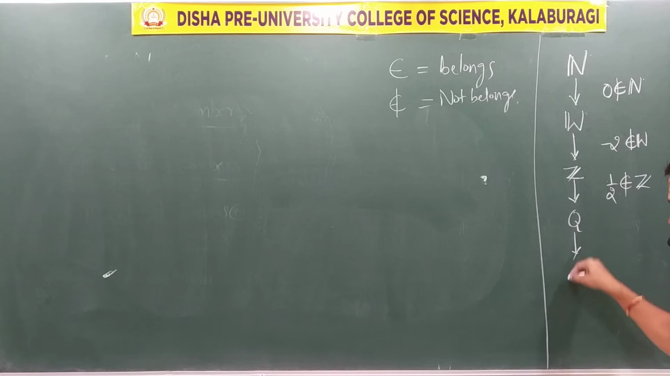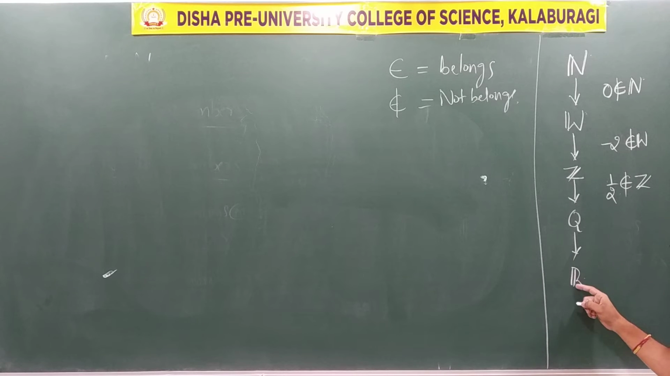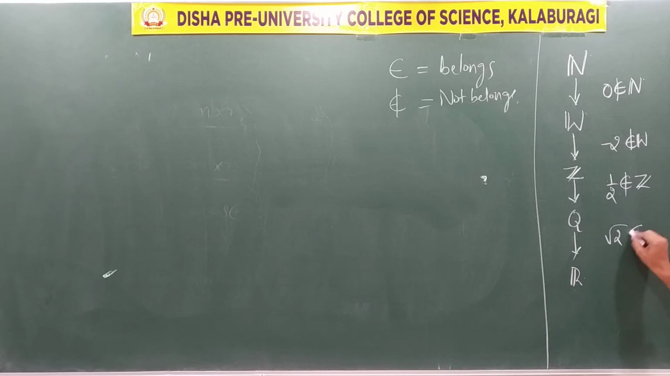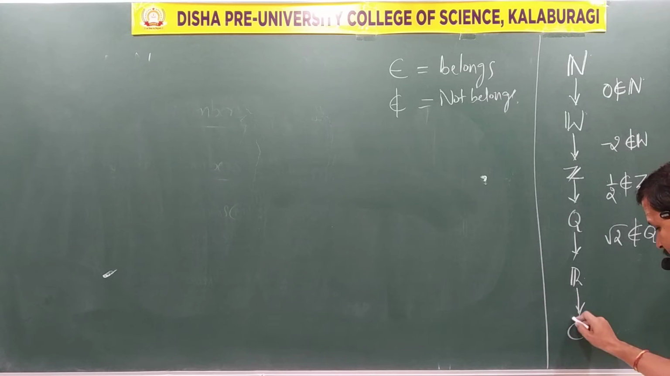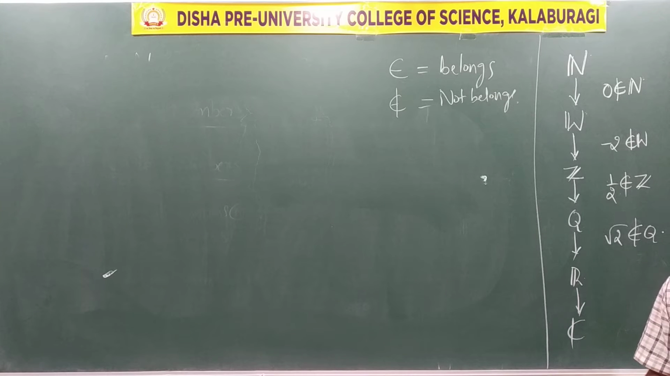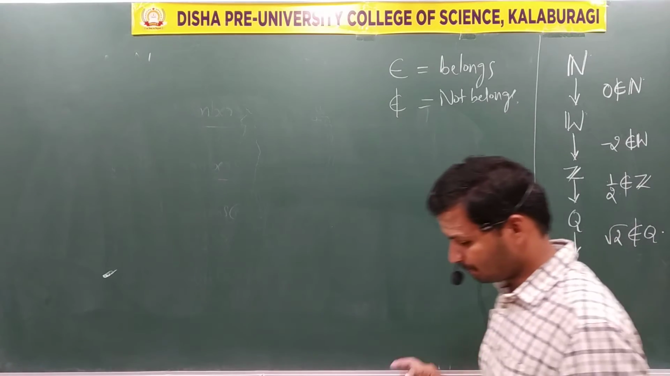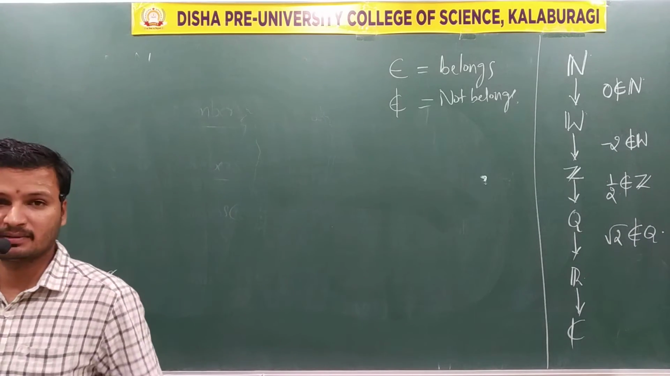All rational numbers are real numbers. But all real numbers need not be rational numbers, because root 2 is a real number, but it is not a rational number. And all real numbers are complex numbers. We will study this in first QC. But the converse is not true, we will come to know. Keep it. This is the idea: the relation between the number systems.